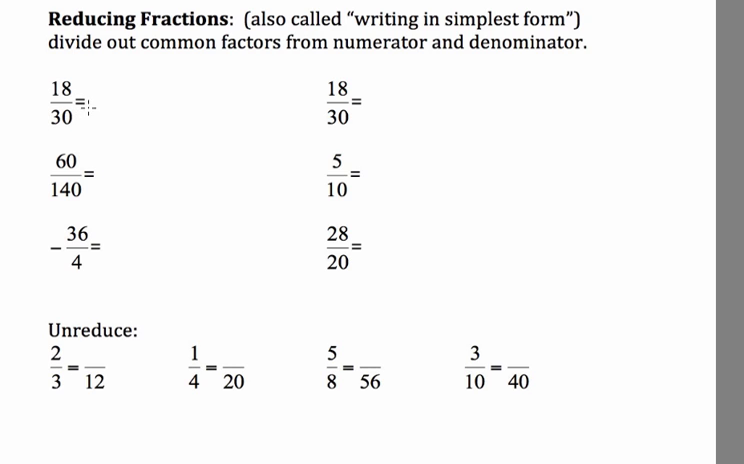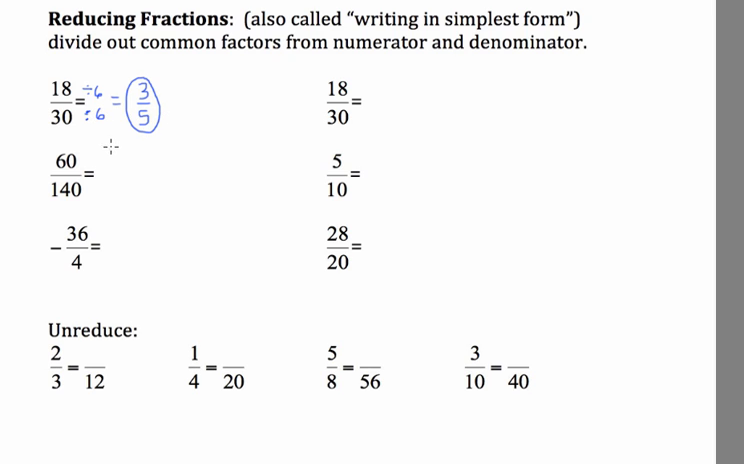For example, 18/30. The largest number that can divide out of both of those is 6. So I'm going to divide both top and bottom by 6 and come up with the fraction 3/5. 3/5 is the same as 18/30, just simpler. Think of a pie cut into 30 pieces and eating 18 of those pieces. That's the same as a pie cut into 5 pieces and you eat 3 of the pieces.